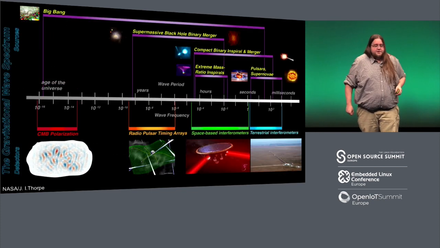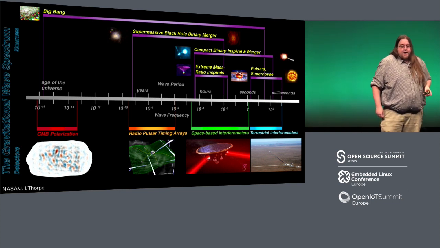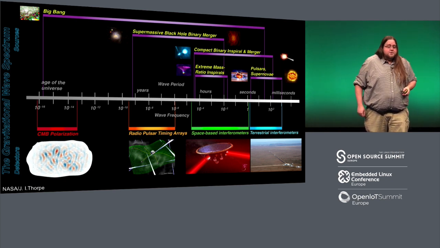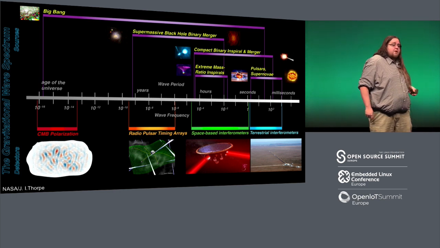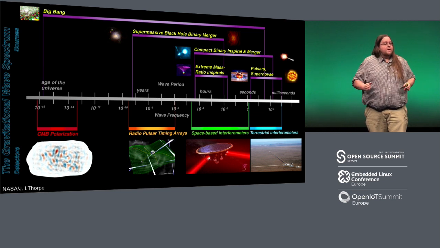But this is just the first step. As I said, we're in early days. So what's coming next? We have space-based observatories with LISA. Of course, we're also looking at other frequencies. Really, what we've done with ground-based detectors is very much just like looking at one part of the electromagnetic spectrum.